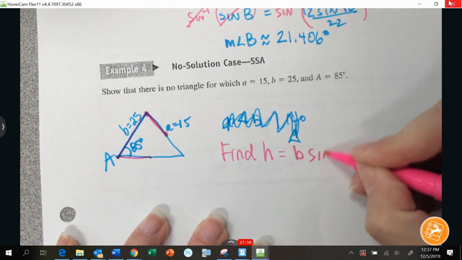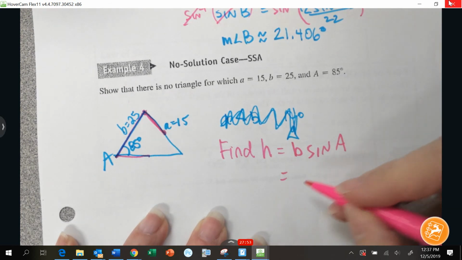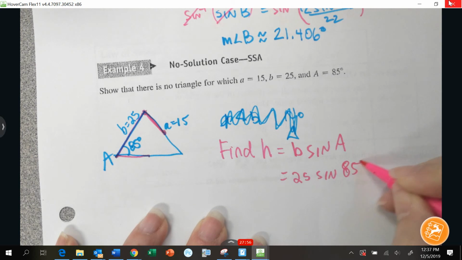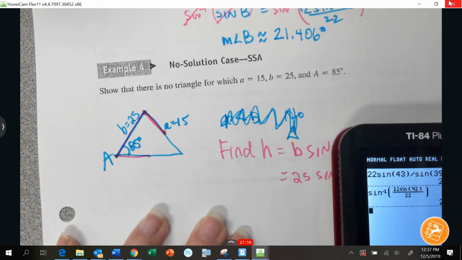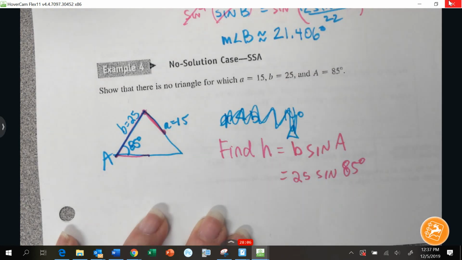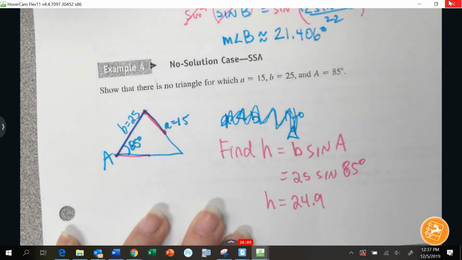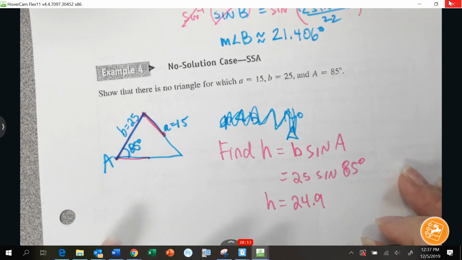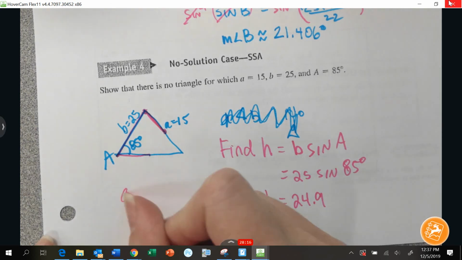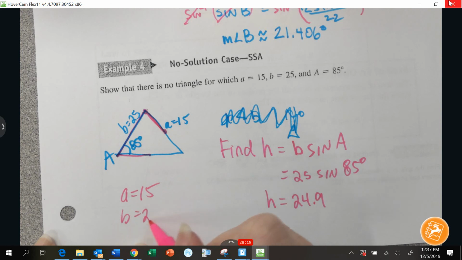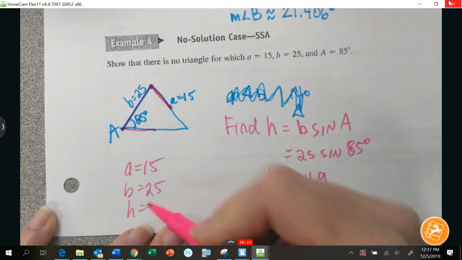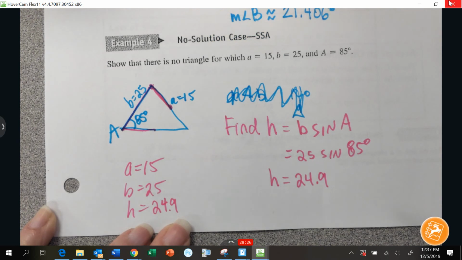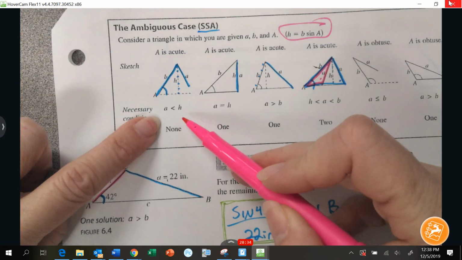So I'm going to do B sine A, which would be 25 sine 85, and I get 24.9-ish. So A is 15, B is 25, and H is 24.9, almost 25. So when I look at my cases, A is definitely less than H.